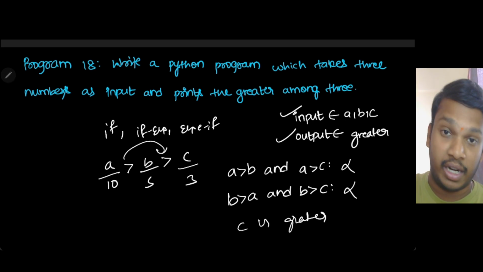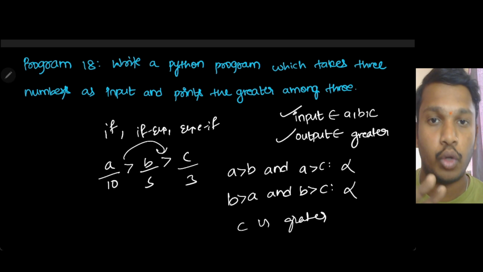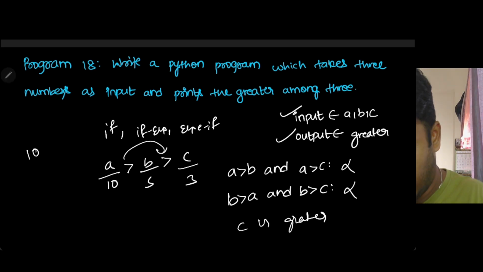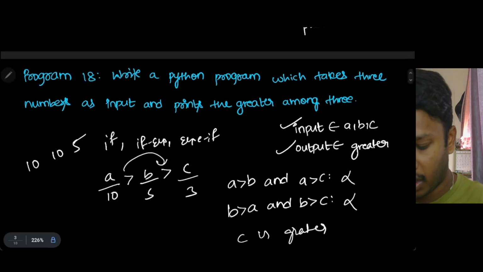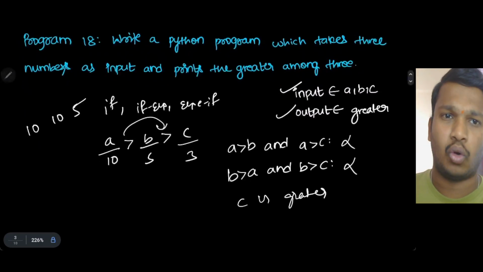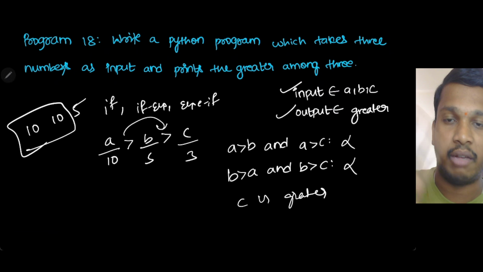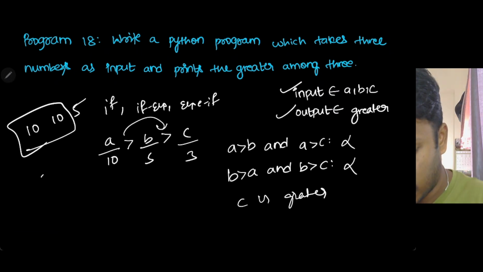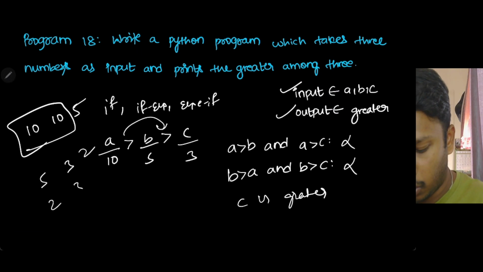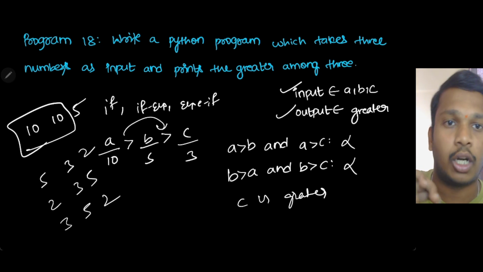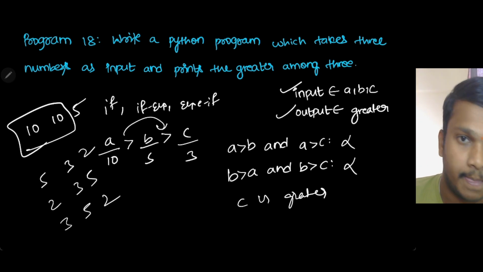Very simple. And for sure, as per the question, they will give distinct numbers. They won't give something like 10, 10, 5. In these three, which is greater? No one is greater, because two values have the same value. So these things they will not ask. They will give perfect combinations like 5, 3, 2, or 2, 3, 5, or 3, 5, 2. Any one number must be bigger. Like that only they will design the test cases. This is the question.